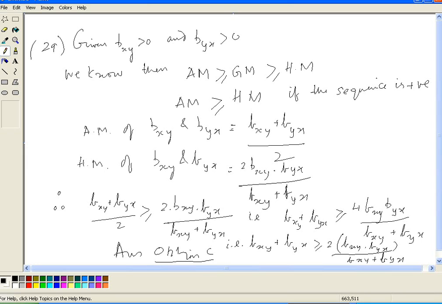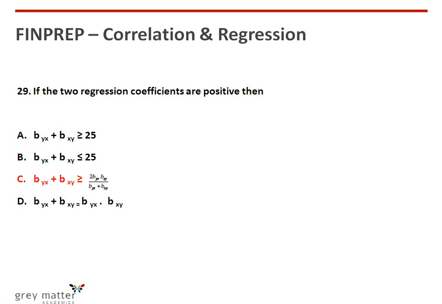That is, bxy plus byx is greater than or equal to 4 times bxy into byx by bxy plus byx. That is, this will also be greater than or equal to, since bxy plus byx will be half of the right hand side value, 2 times bxy into byx by bxy plus byx. So the answer is option C. Going to our PowerPoint presentation, it is option C, which says byx plus bxy greater than or equal to 2 times byx into bxy by byx plus bxy.